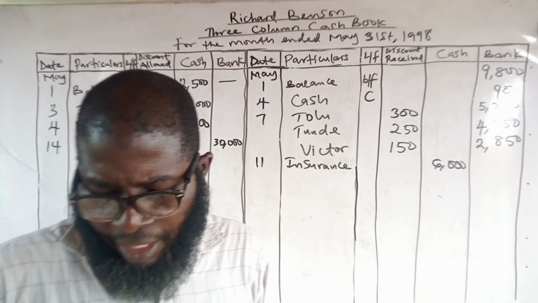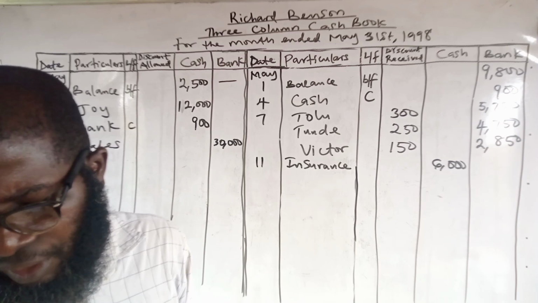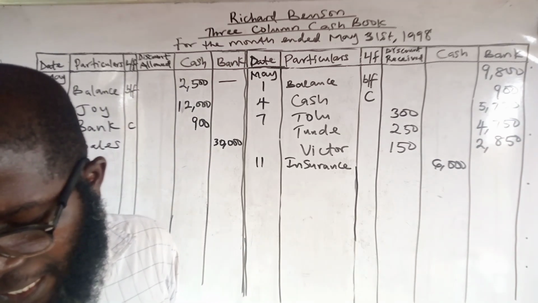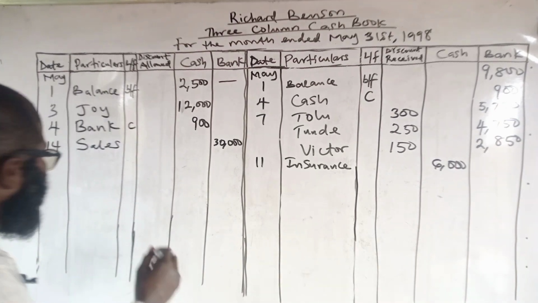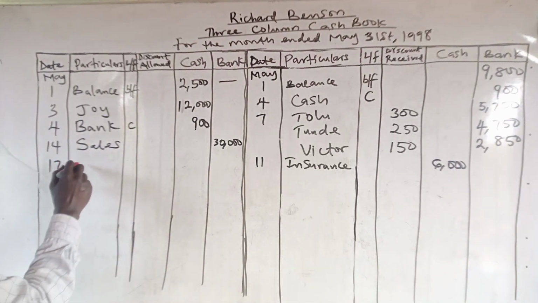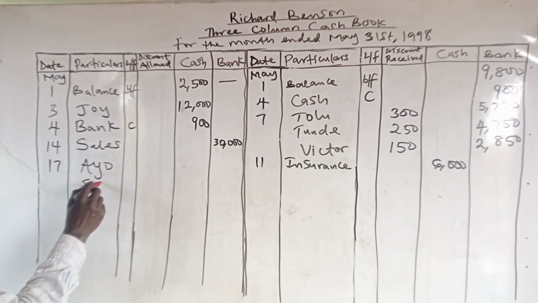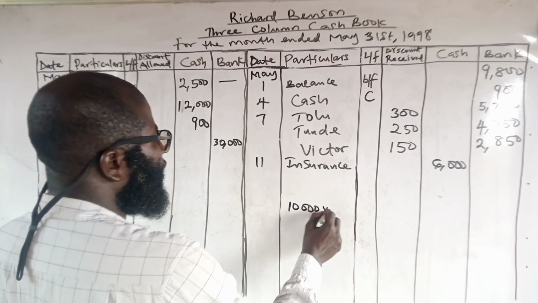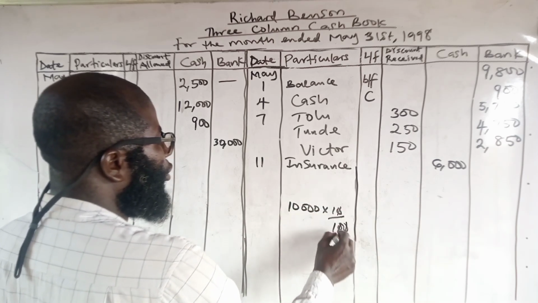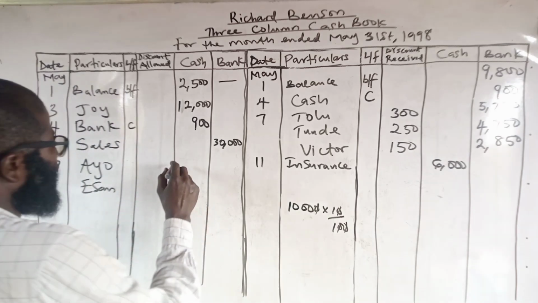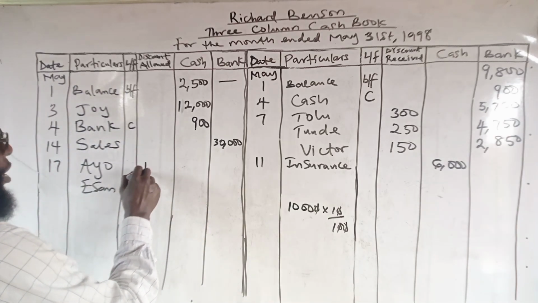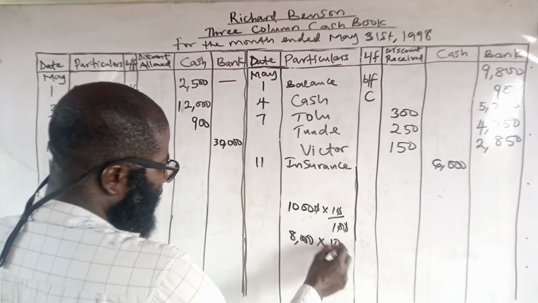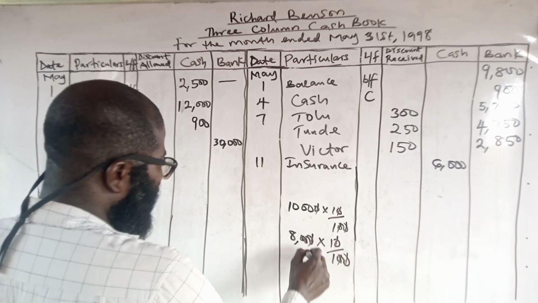Now, May 17, the following persons paid us their account by cheque. We have Ayo 10,000 naira, Eson 8,000 naira. May 17, put it here. Then we have Ayo and Eson. For Ayo, it is 10,000 naira multiplied by 10%. We are going to have this. Then we have 1,000 naira as discount allowed for Ayo. Then we now move to Eson. It's 8,000 naira multiplied by 10%. We are going to have 800 naira.